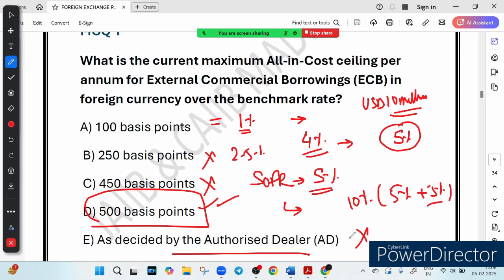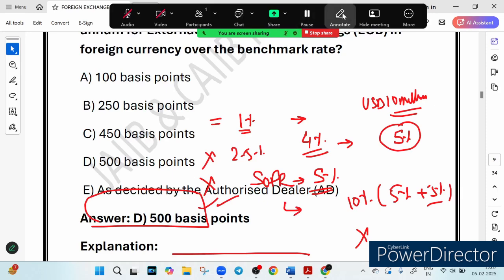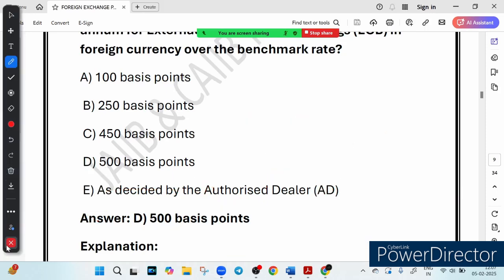So what we learned from this question is that RBI sets the maximum all-in cost ceiling for foreign currency ECB at 500 basis point above the benchmark rate. This ensures that, let me show you the writing. So what is the correct answer? Option number D, right?